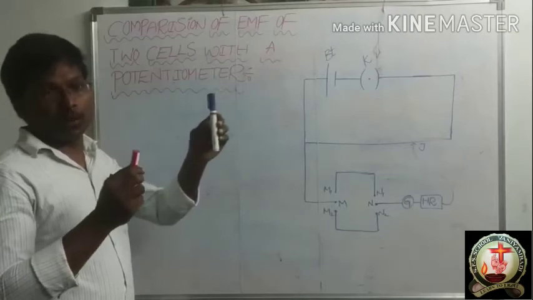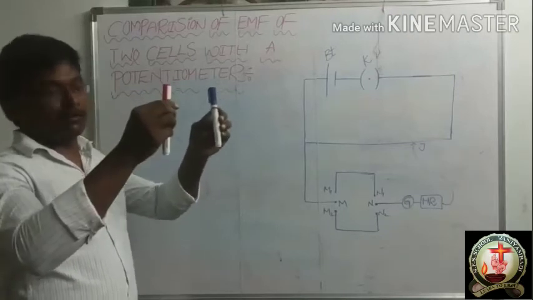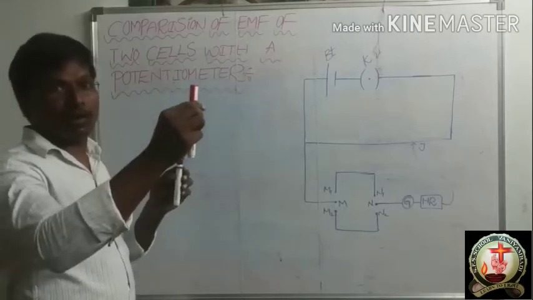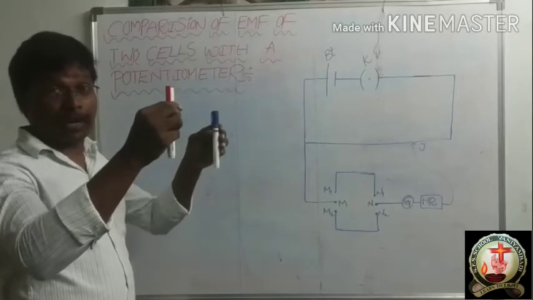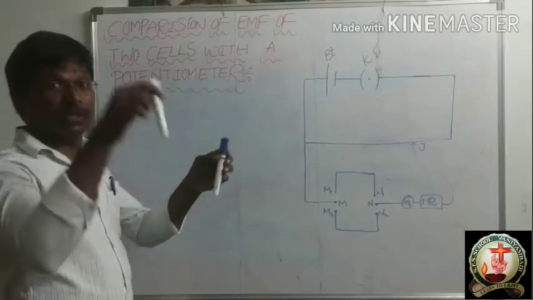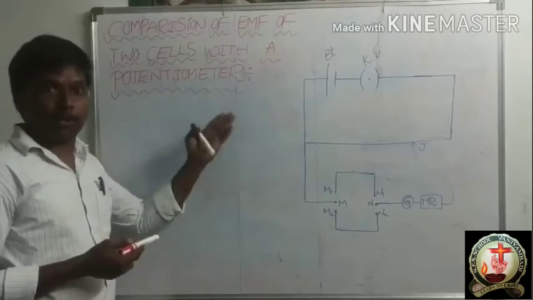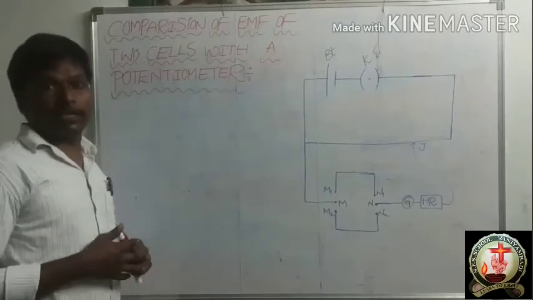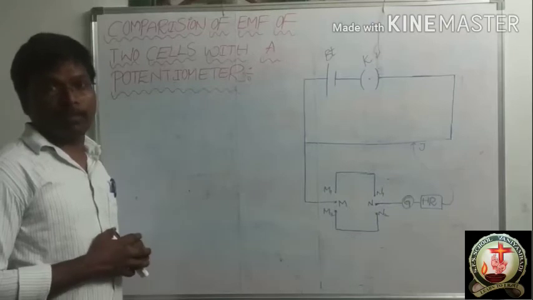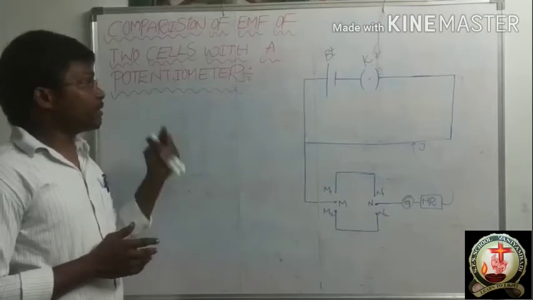I will take two cells, this is one cell and this is one cell. This is having some EMF and this is also having some EMF. We are comparing these two EMFs with a potentiometer. Already I explained the potentiometer yesterday. Now this is our today's topic.